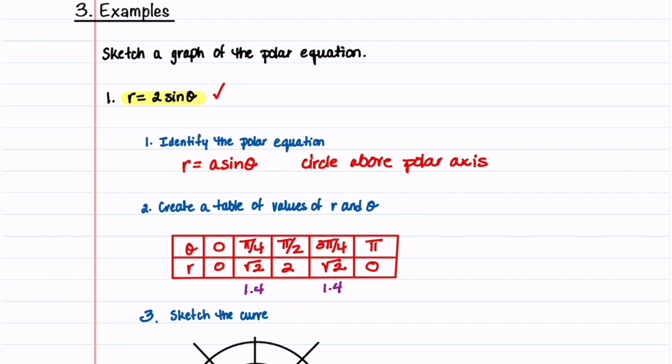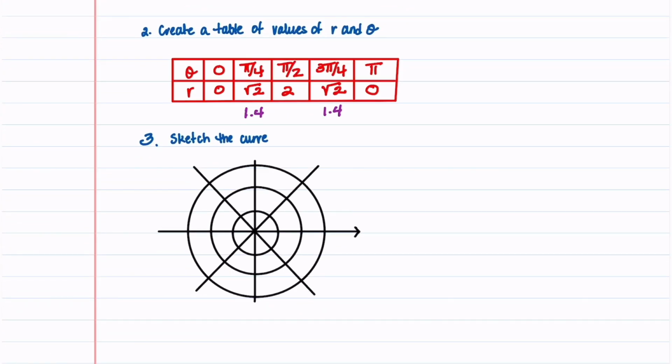We can now sketch the curve. Our values in our table above range from 0 to 1.4, so let's make this a 1, a 2, and a 3. When theta is 0, r is 0. When theta is pi over 4, r is 1.4. When theta is pi over 2, we go up to 2. Then we come back down to 1.4 and then back down to 0. So our circle looks like that.